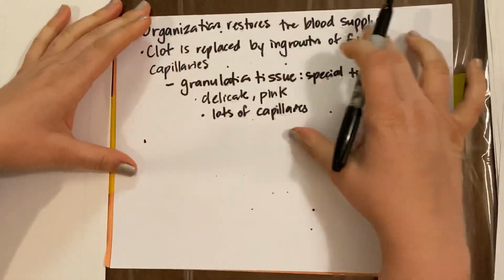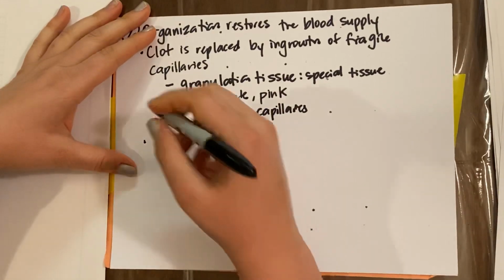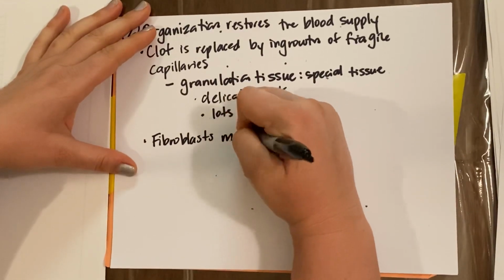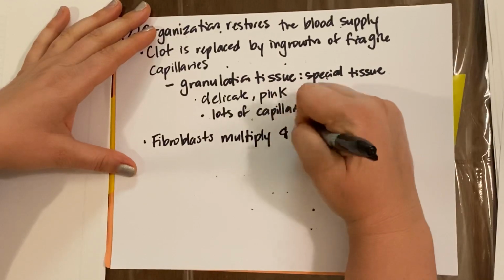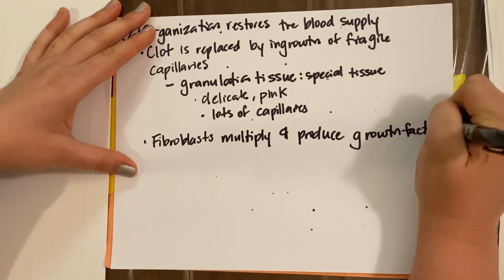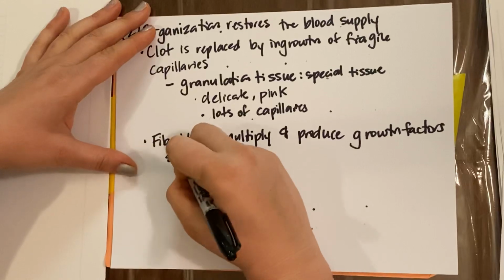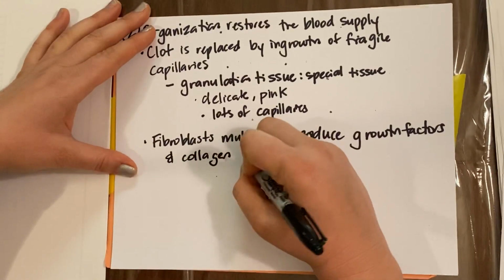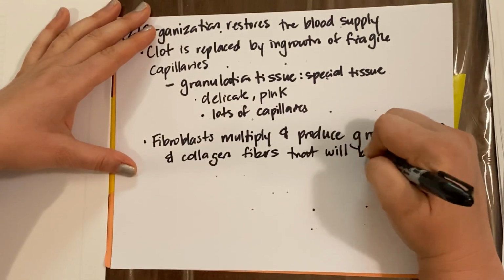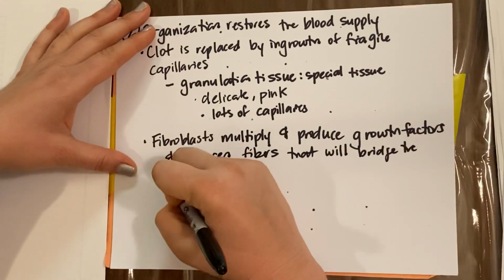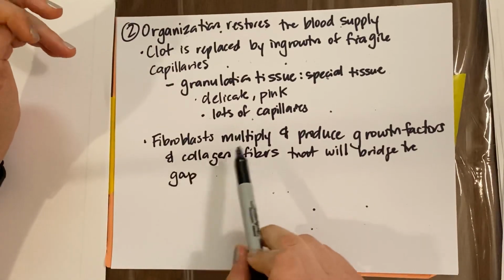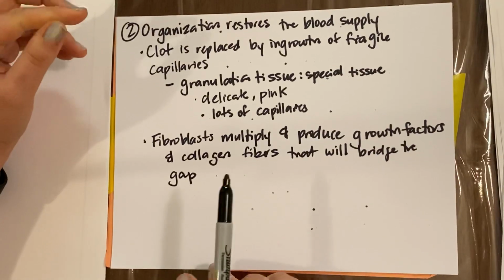In addition to the clot and what's going on here, this granulation tissue, there are going to be fibroblasts that are going to multiply and produce growth factors. Okay, and collagen fibers that will bridge the gap between kind of the two sides of the injury. Okay, so fibroblasts multiply, produce growth factors, and collagen fibers that will bridge the gap.